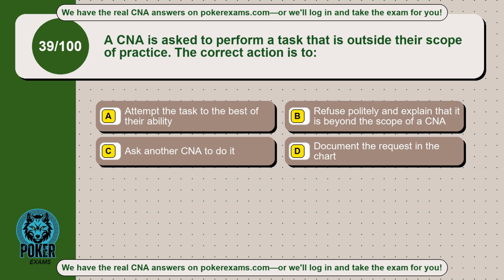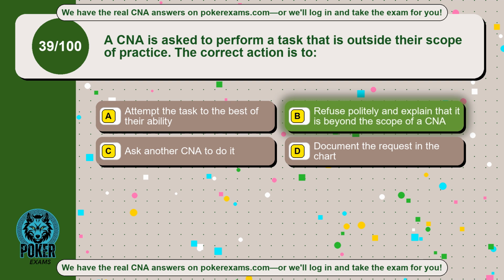Question 39. A CNA is asked to perform a task that is outside their scope of practice. The correct action is to: Option A. Attempt the task to the best of their ability. Option B. Refuse politely and explain that it is beyond the scope of a CNA. Option C. Ask another CNA to do it. Option D. Document the request in the chart. The correct answer is option B.